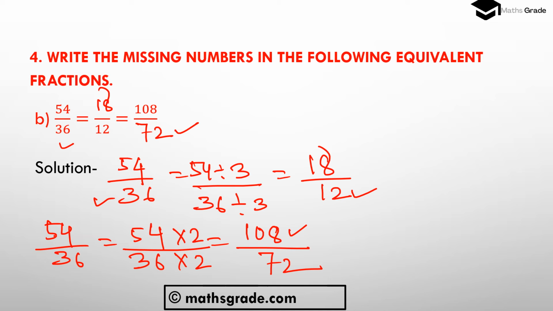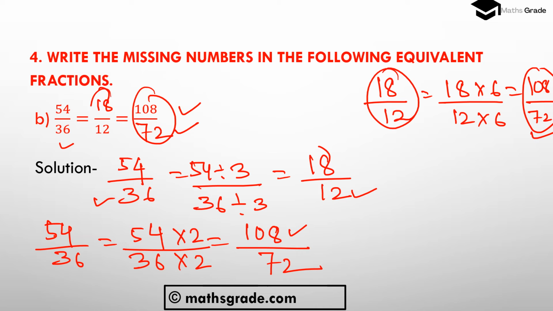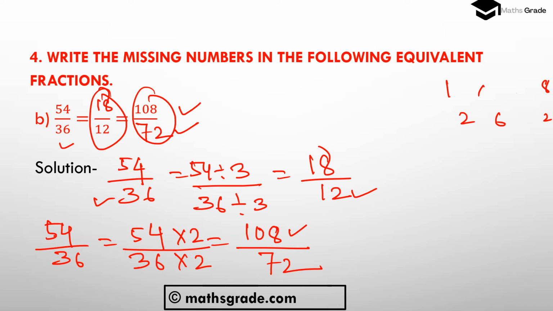If we multiply 18, here multiply 18 with 6, 18 divided by 12. If we multiply 18 with 6, it is 108. So multiply 12 with 6, it is 72. 108 divided by 72. This is 18 divided by 12. So this is also correct. So the missing numerator is 18 and the missing denominator is 72.